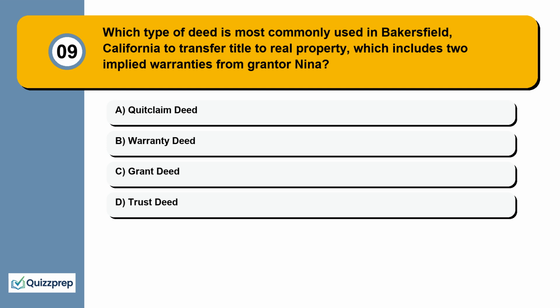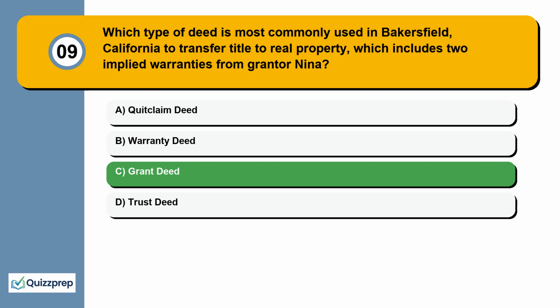Question 9. Which type of deed is most commonly used in Bakersfield, California to transfer title to real property, which includes 2 implied warranties from grantor Nina? Quitclaim deed, warranty deed, grant deed, trust deed.